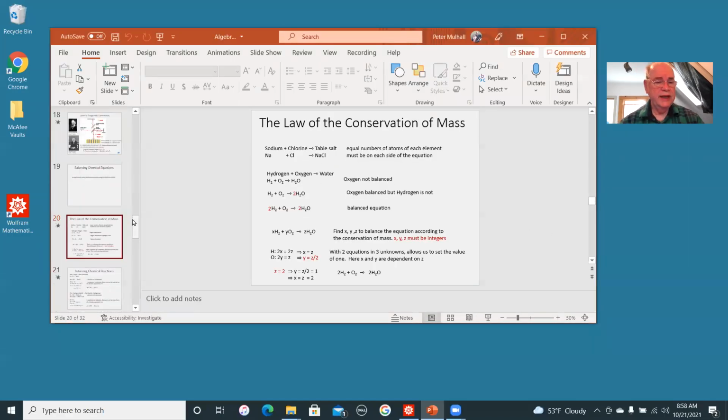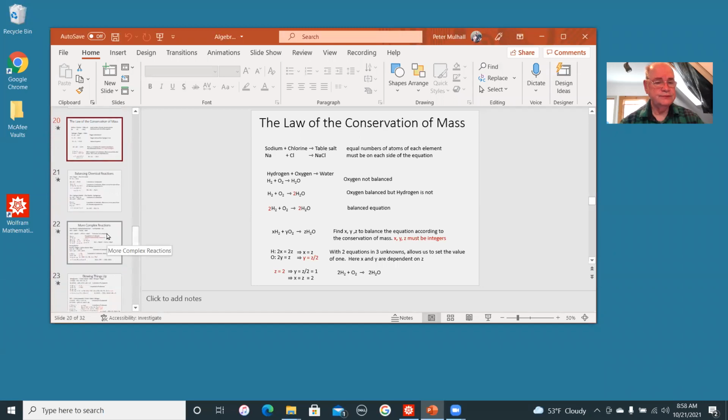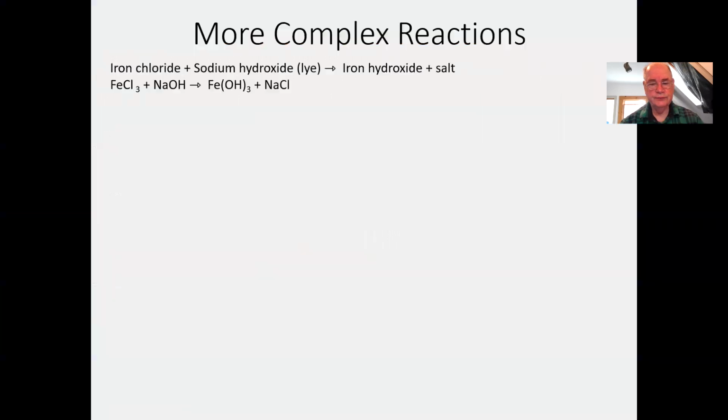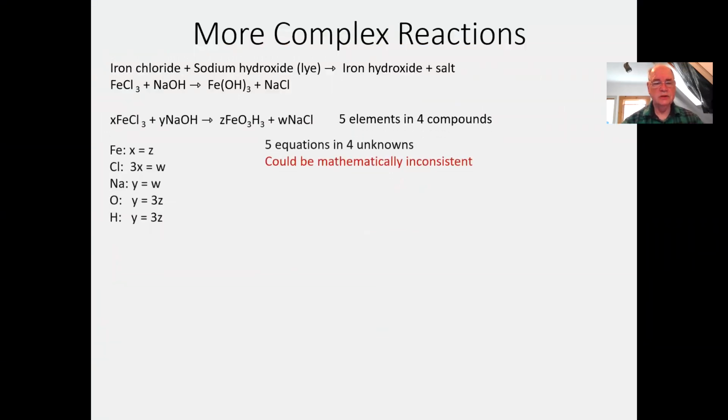Let me move down here to this guy here. Okay. Actually, yeah, this is a good one. Okay. So here we have iron chloride, sodium hydroxide, which is lye, creating iron oxide, and again, salt.